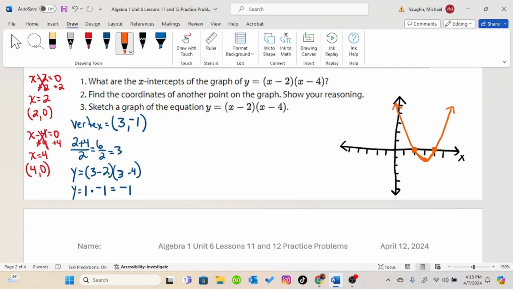If you have any questions about how to find x-intercepts, about how to find the vertex, or about how to sketch a graph with 3 points, please use class time to ask for further clarification.